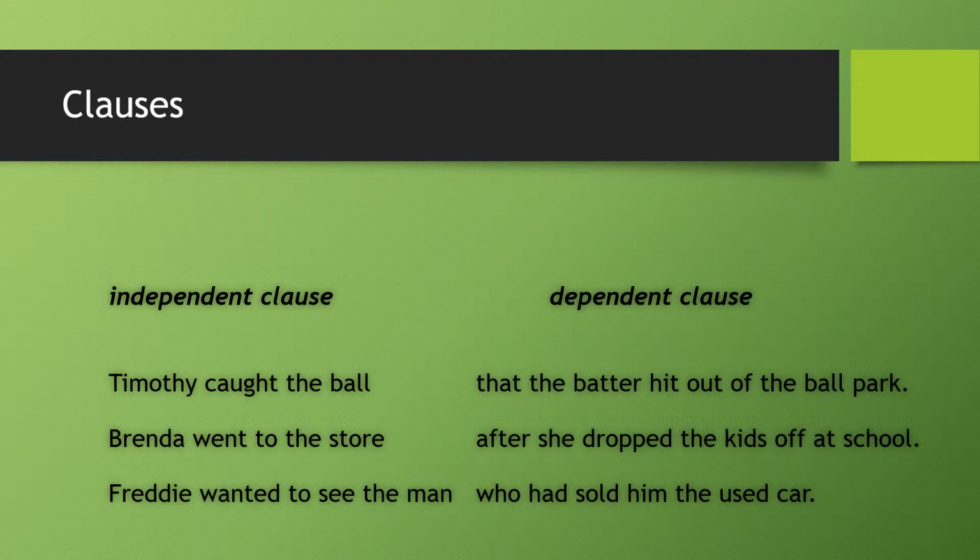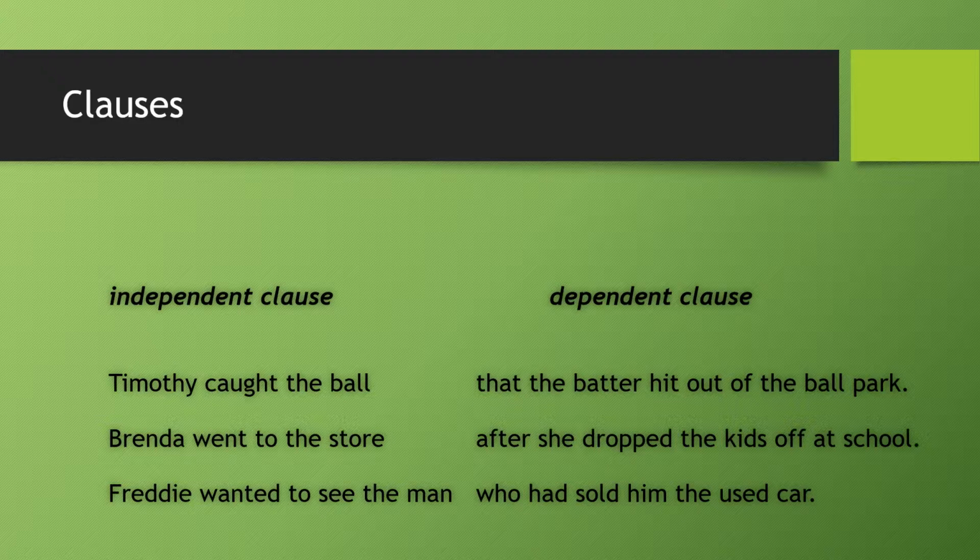But now let's combine the independent clauses and the dependent clauses. We saw that Timothy caught the ball was an independent clause. It is a complete thought, so it is a sentence. But then we can add the dependent clause that the batter hit out of the ballpark, and we have an independent clause combined with a dependent clause. The dependent clause now is modifying the independent clause. Timothy caught the ball that the batter hit out of the ballpark. So the word that goes along with ball.